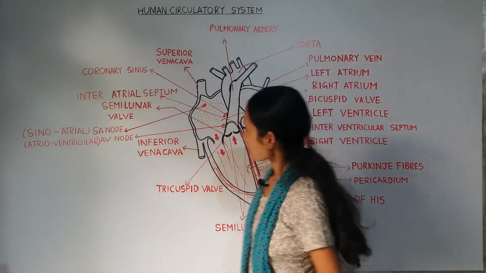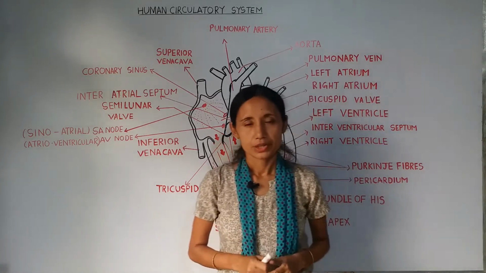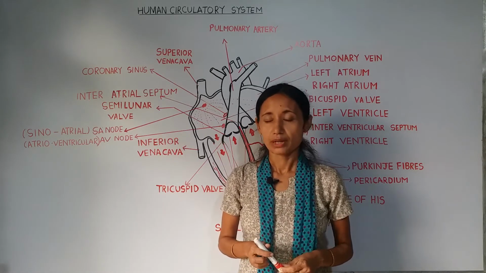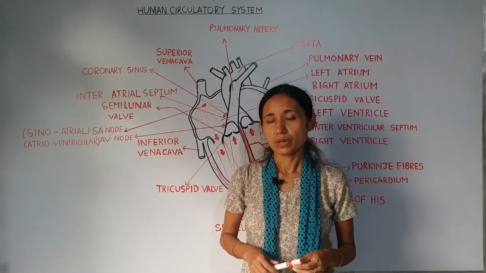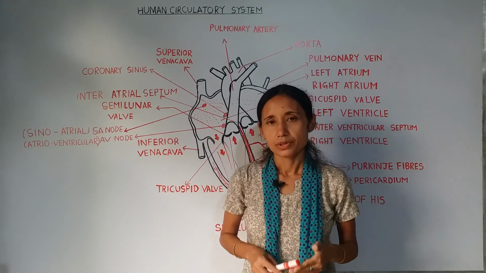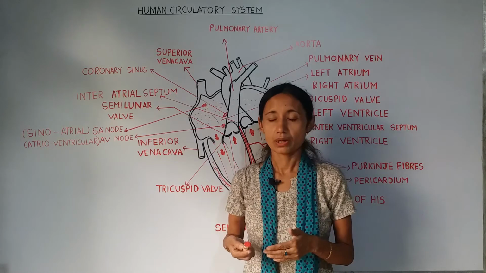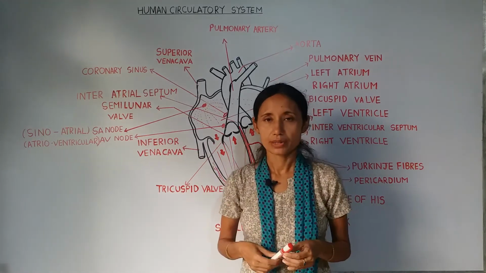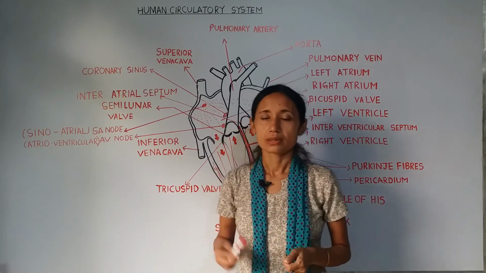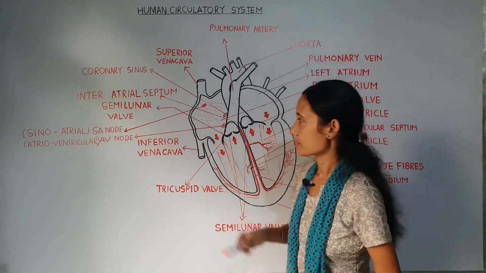Now let's discuss the contraction of the heart. Where does contraction of our heart begin? The contraction of our heart is myogenic in nature and not neurogenic. Myogenic means it begins in the muscles itself. So the initiation of the contraction lies in the heart muscles, not in the brain. Although the function of the heart is regulated by the nervous system, the contraction begins in the heart muscles itself.